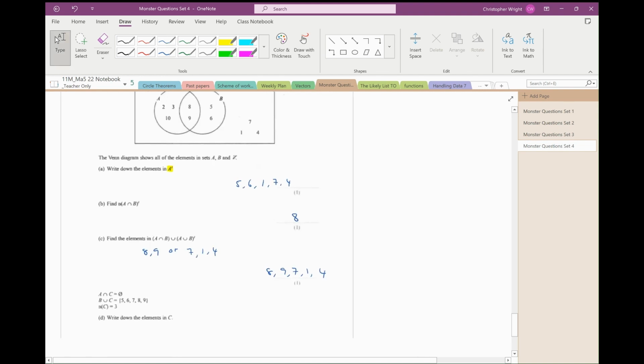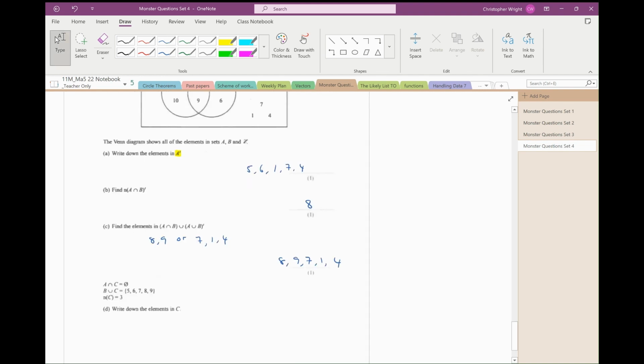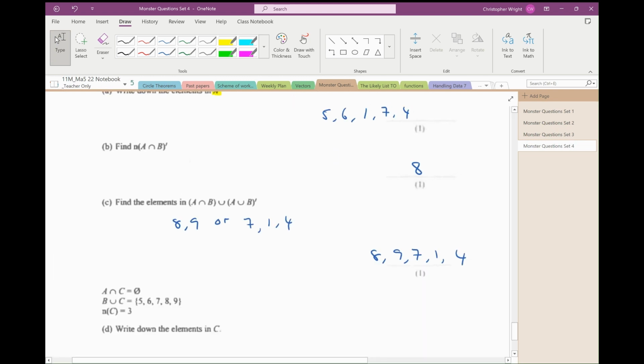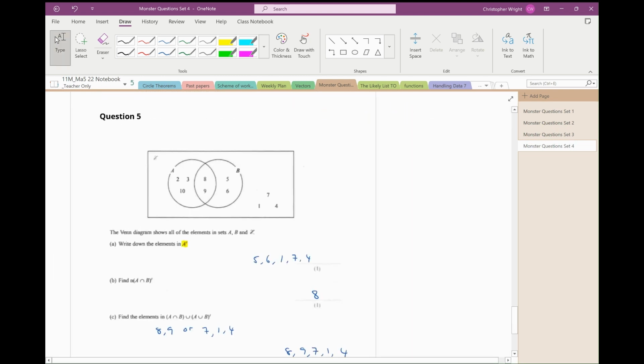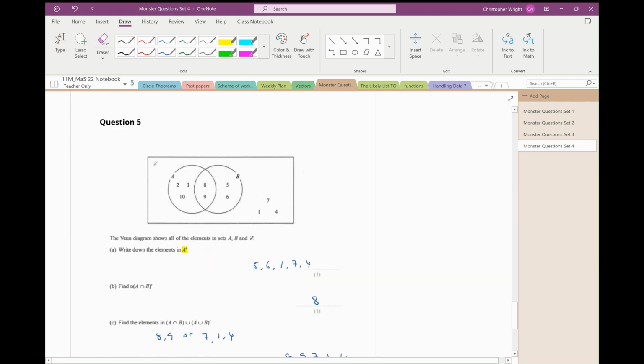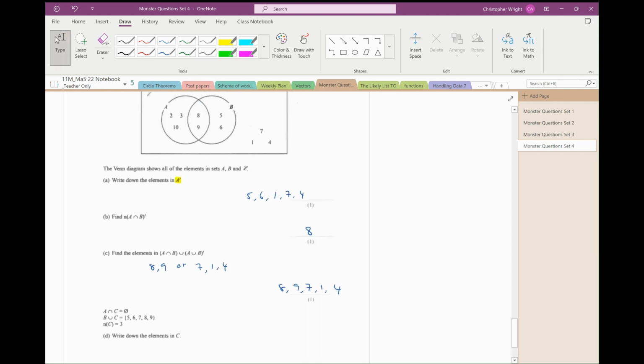Okay, now let's have a look at this next one. Right. A intersection C is an empty set. So A and C have got nothing in common. All right. So C does not include any of the elements in A. B union C, they're in B union C. So either in B or C.